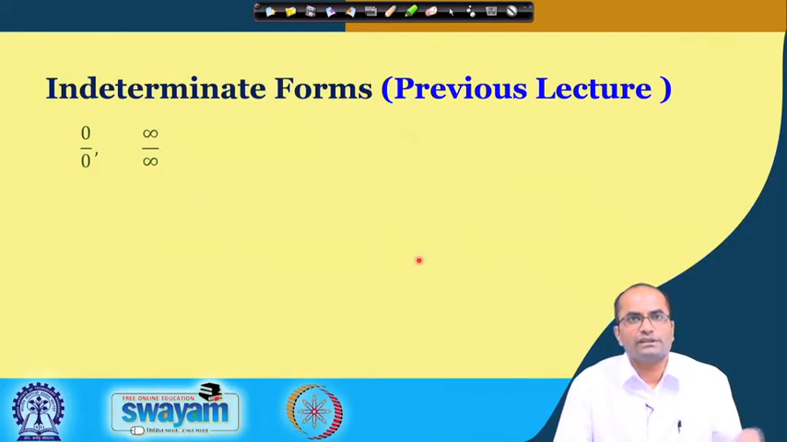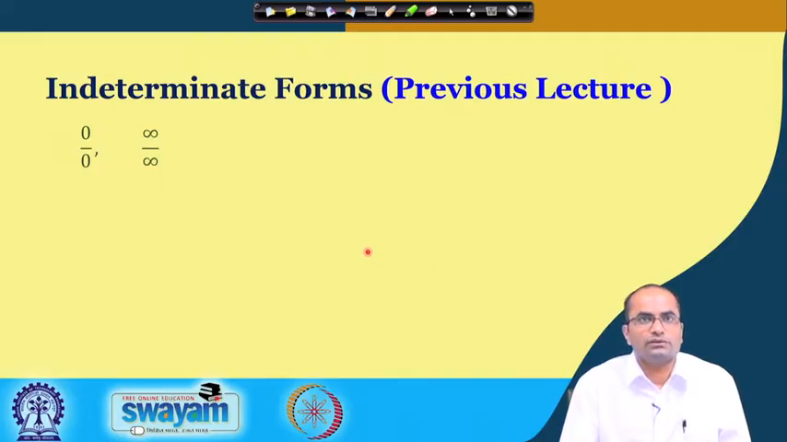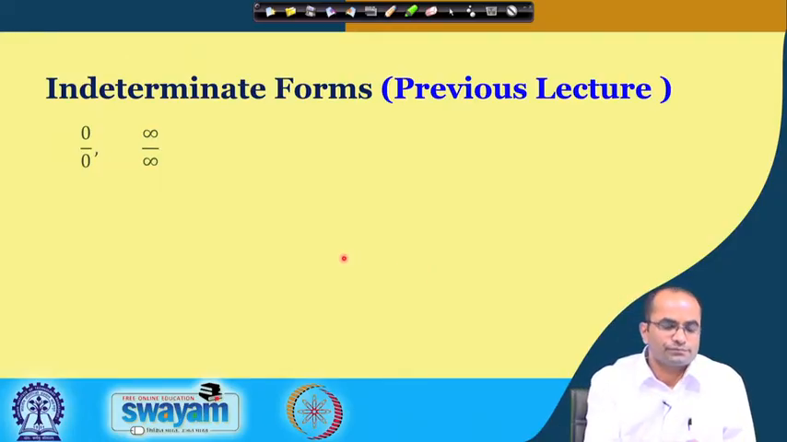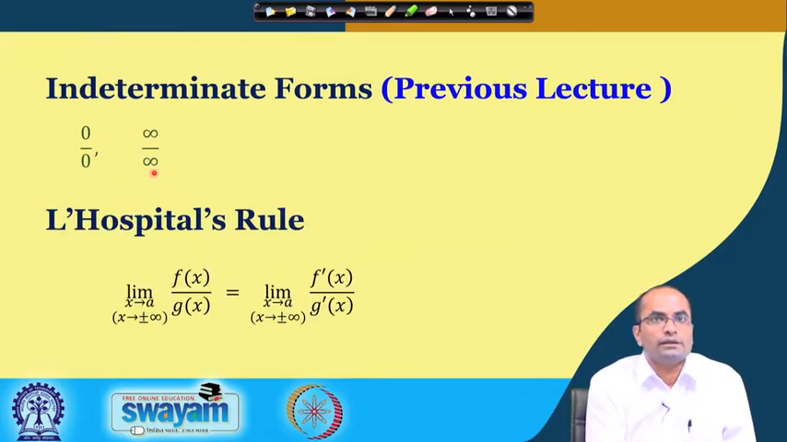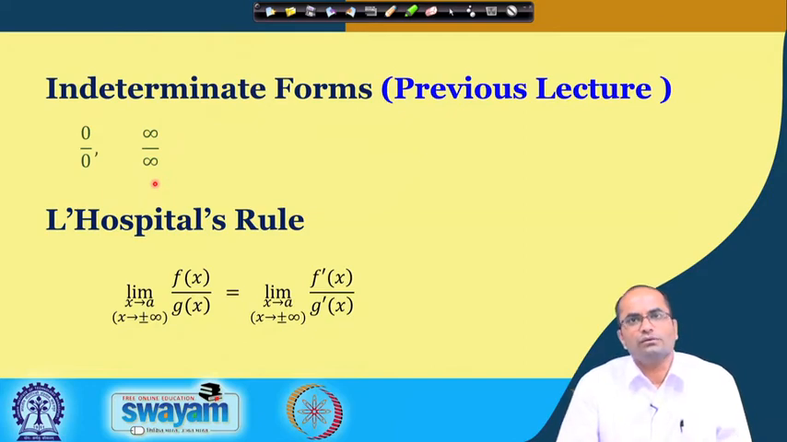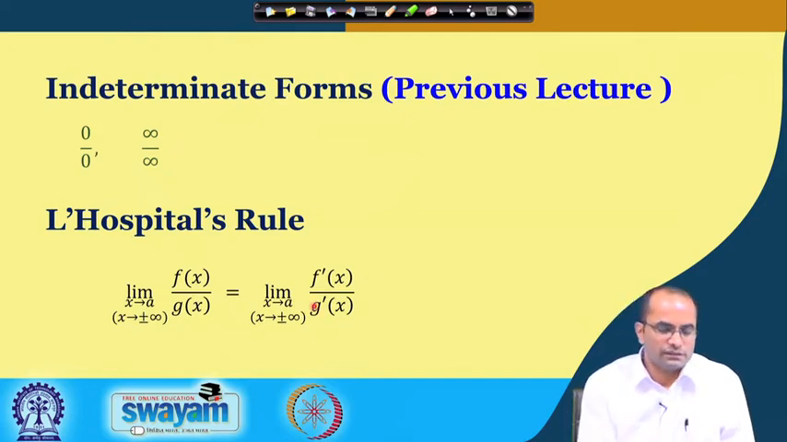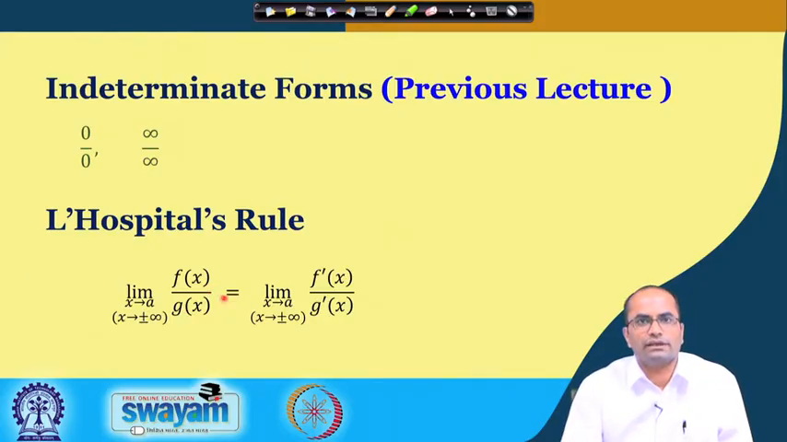Just to recall from the previous lecture, we have already discussed these two indeterminate forms of the type 0 by 0 and infinity by infinity. There we have seen that L'Hopital rule was very helpful, which says that for the ratio f x over g x, where f x and g x both go to 0 or both go to infinity, the limit of this ratio will be equal to the limit of the ratio of the derivatives, provided this limit on the right hand side exists.